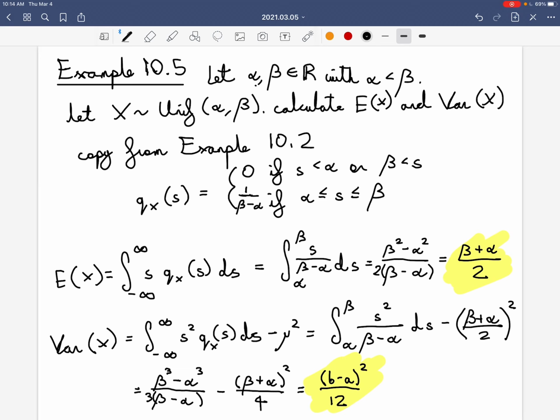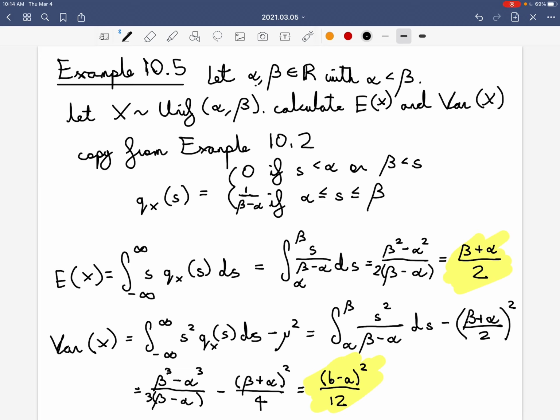definitions that already appeared in the pages of this lecture, but we can say we have alpha and beta with alpha less than beta, and we're going to let x be distributed as uniform alpha beta. And we want to calculate the expectation of x and the variance of x. So we can copy from example 10.2 the density of uniform alpha beta is 0 if the input is less than alpha or greater than beta, and 1 over beta minus alpha if the input is between alpha and beta.